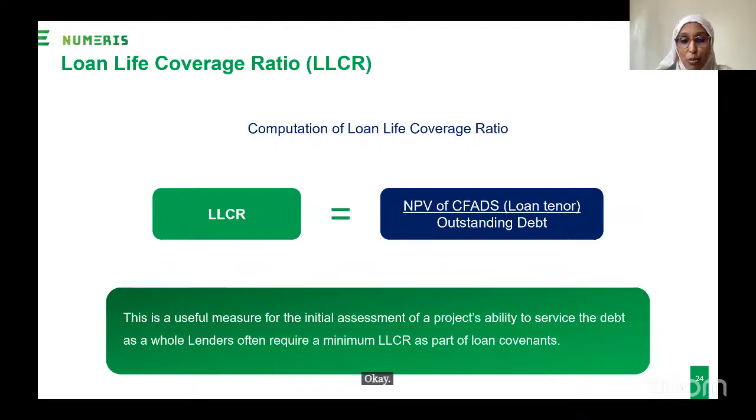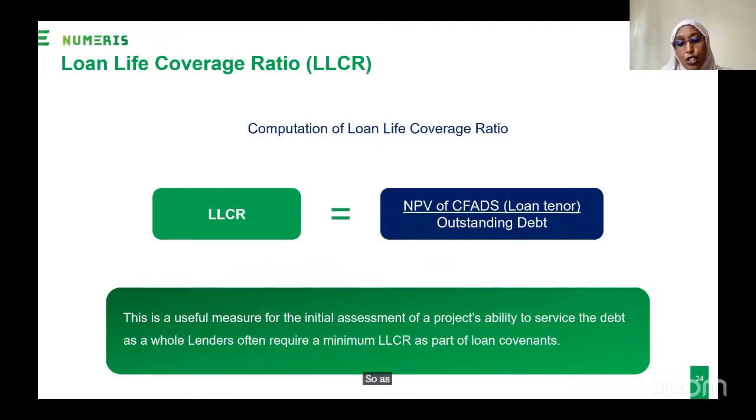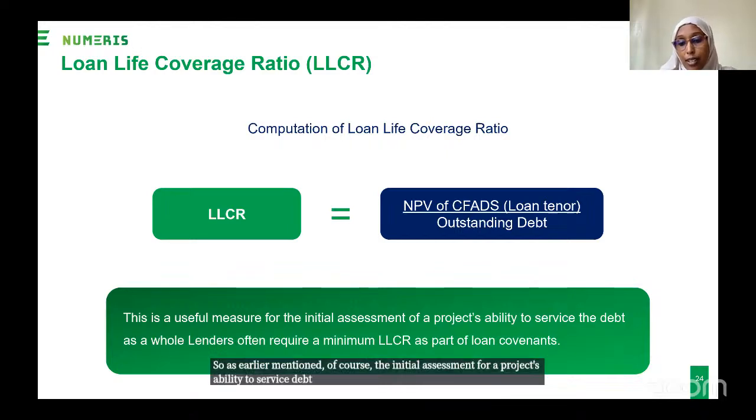So basically, to compute the LLCR, it should be the NPV of the CFADs, or the cash flows available for debt service, divided by the outstanding debt. As earlier mentioned, the initial assessment of a project's ability to service debt also includes this LLCR factor, and lenders often require a minimum LLCR as part of their loan covenants.